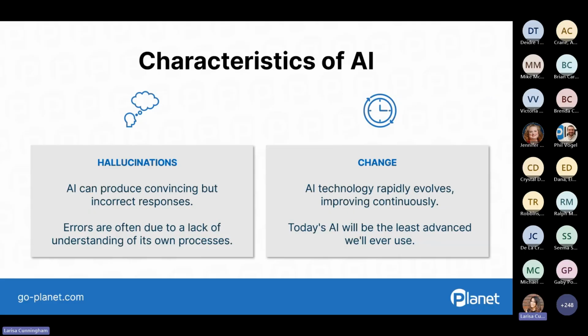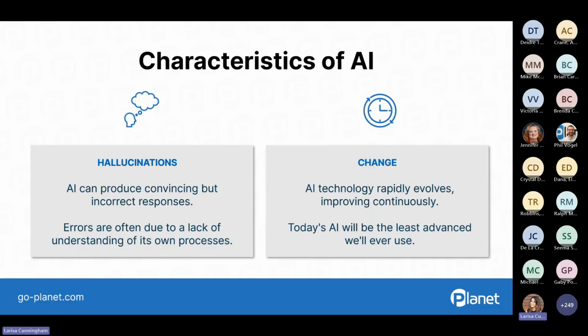The other element is just the pace at which AI is changing. It is rapidly evolving. We get updates and new functionalities all of the time. And today's AI is the least advanced we'll ever use. So just keep that in mind if you're running into limitations or frustrations there. It's continually evolving and changing, hopefully for the better.